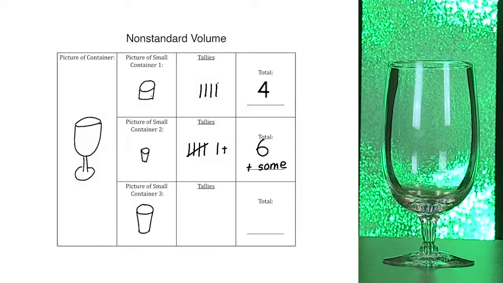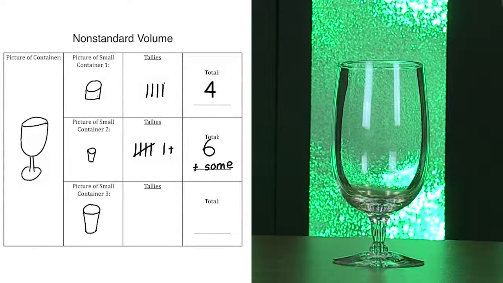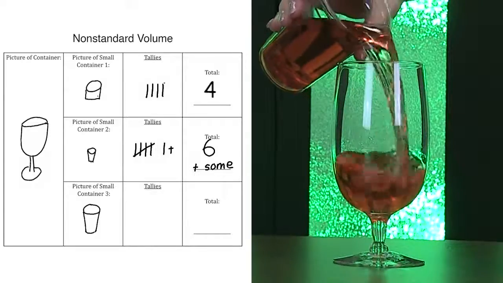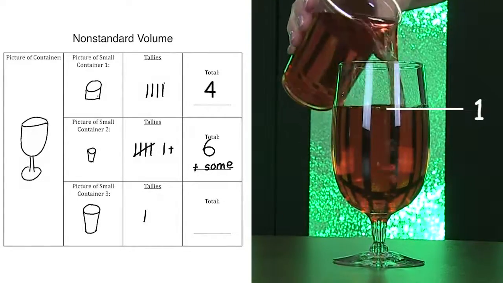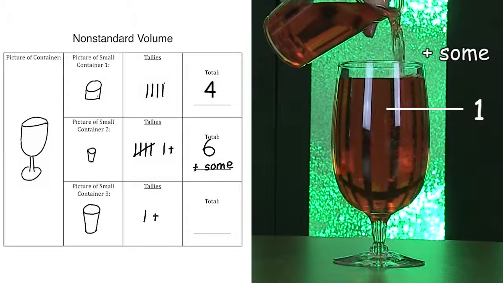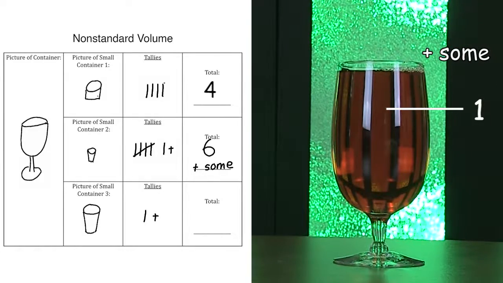Do you think we need more or less iterations with the larger plastic cup? 1, and some more, but not a full other cup. It takes 1 plus some iterations to fill the glass. It is a larger container, so it takes less iterations to fill the glass.